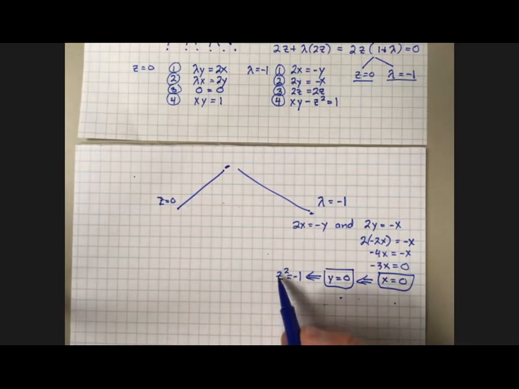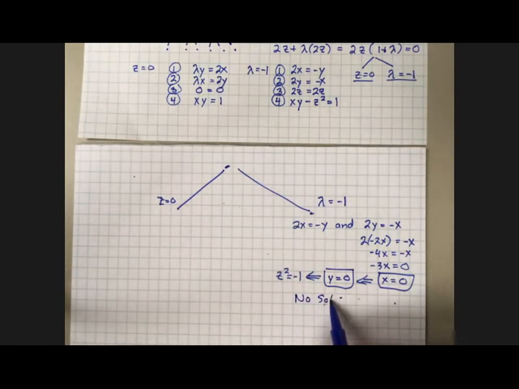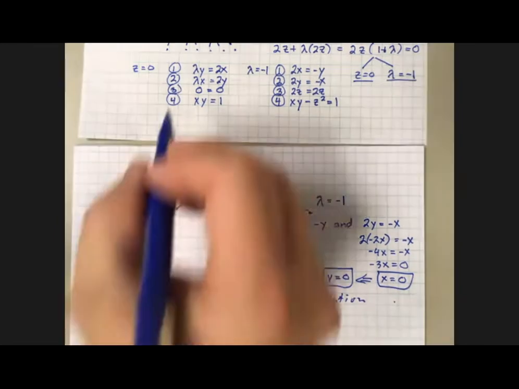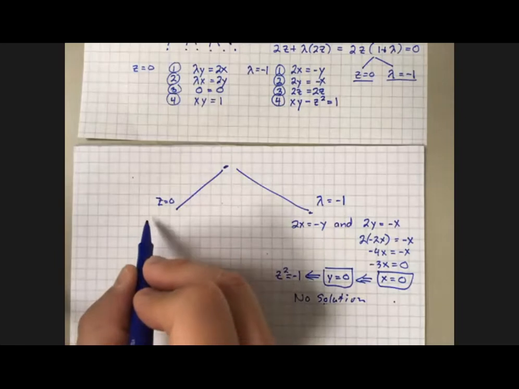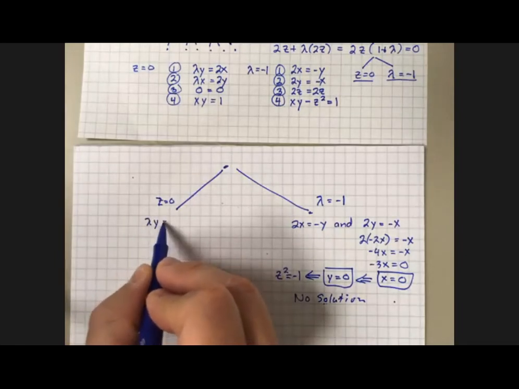Now you're gonna have fun someday redoing calculus with complex numbers entirely. It's actually quite fun. But right now we're sticking to real numbers. We don't see a solution down this branch, unless we're missing something, unless I made some obvious mistake, but we'll come back and look at that. So now let's go back to this branch right here. Let's say lambda y equals 2x.